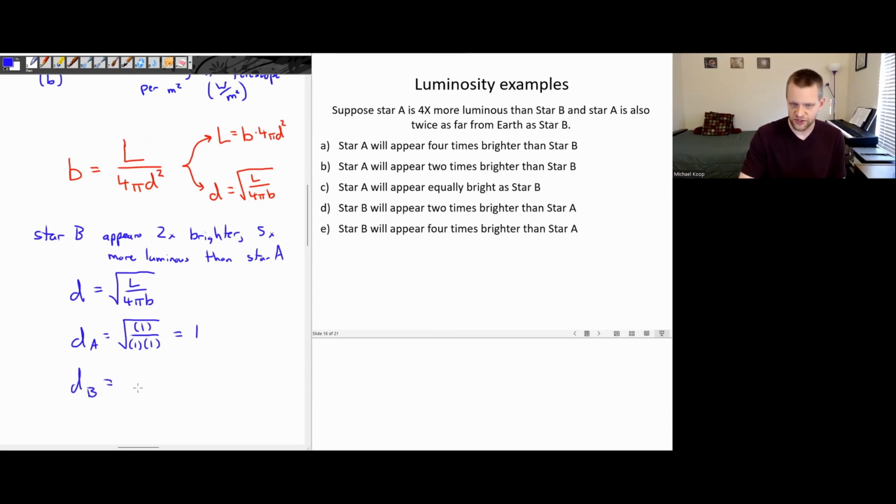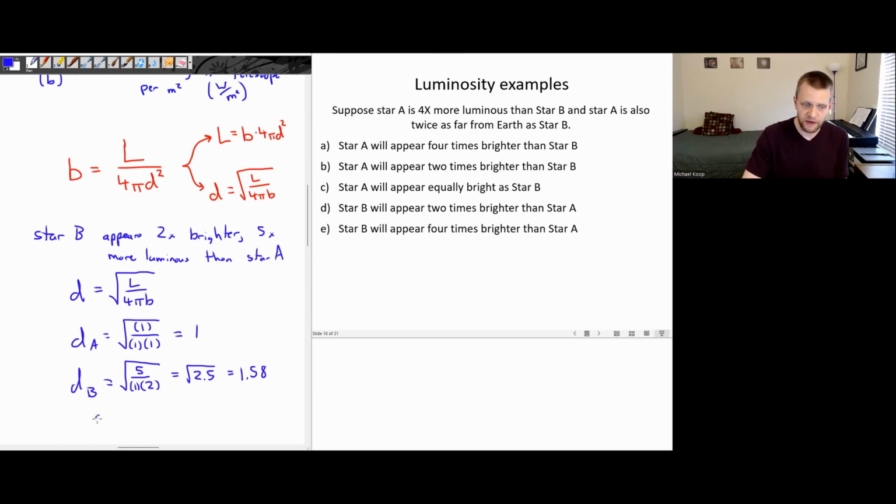In the new case, we're saying star B is 5 times more luminous, yet even though it's 5 times more luminous, it only appears twice as bright. So when I go through this, 5 divided by 2 would be 2.5. And if I take the square root of that, 5 divided by 2, I get around 1.58.